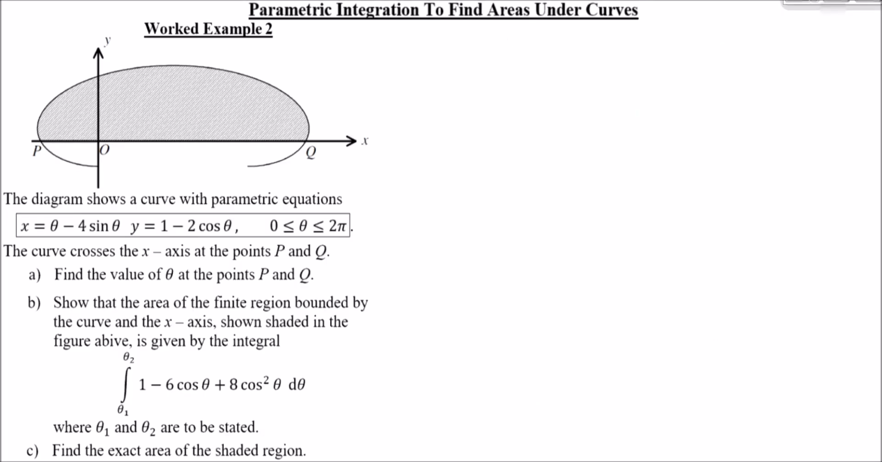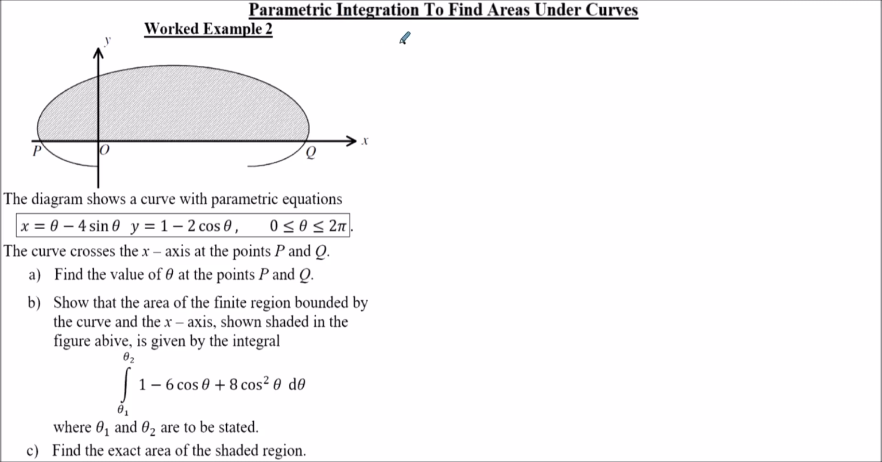Finally, worked example 2. This time I've got a diagram showing a curve with parametric equations, x being theta minus 4 sine theta, and y being 1 minus 2 cosine theta, where theta is defined in between 0 and 2 pi inclusive. The curve crosses the x-axis at points P and Q. First of all, we need to find the value of theta at points P and Q.